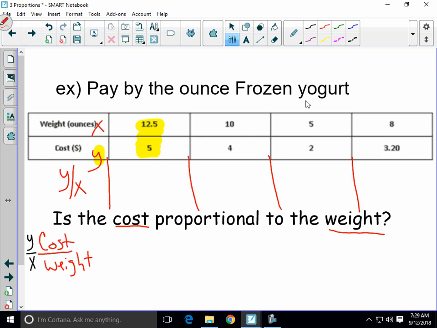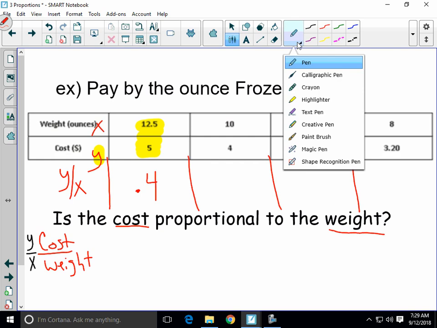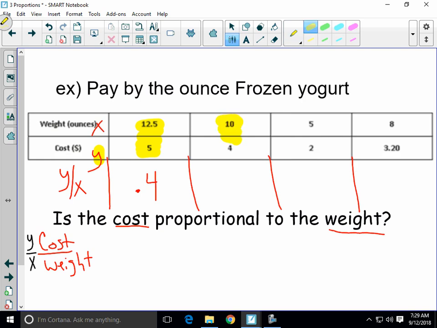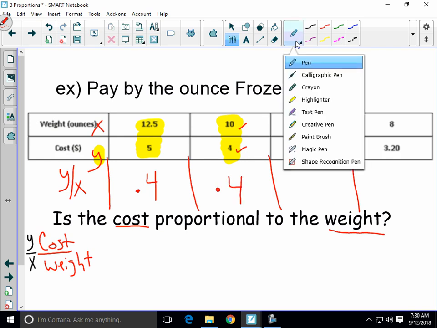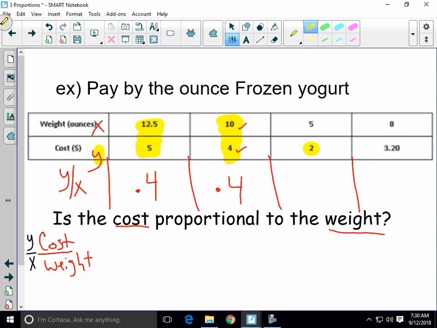5 divided by 12.5 is 0.4. Okay, so you're going to go on each spot in this table, and you're going to do the same thing. You're going to do the y values first. So 4 divided by 10, that's 0.4 also. 2 divided by 5 is 0.4.